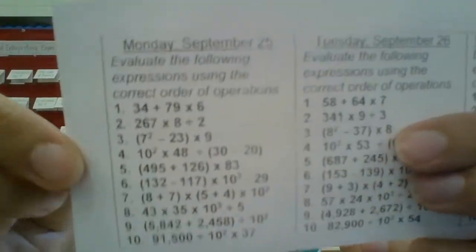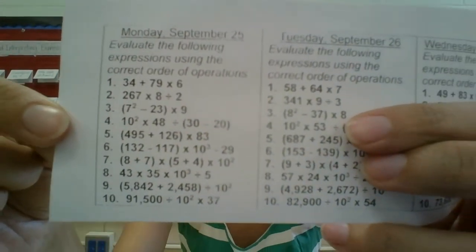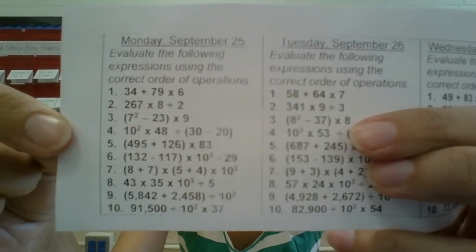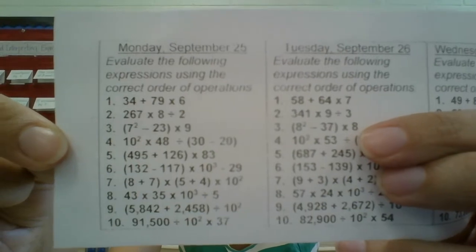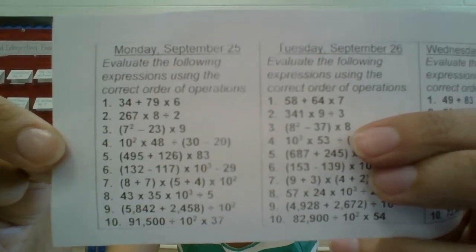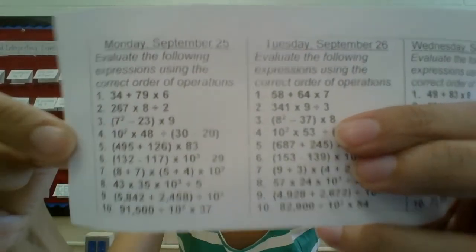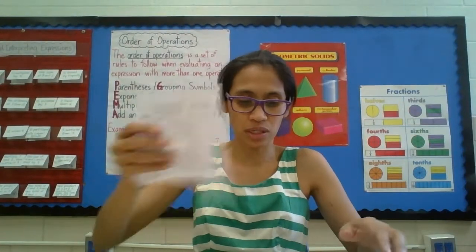All right. So right here we have number 5. Read that with me. It is parentheses 495 plus 126 parentheses times 83. All right. So I have that in my notebook.